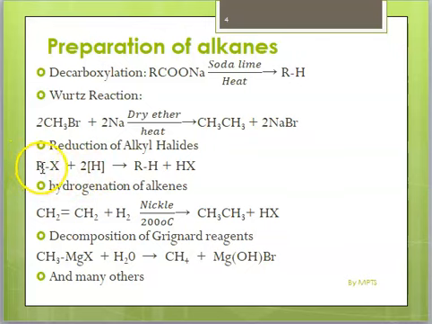I said R means methyl group. Hydrogenation of alkenes using nickel at 200 degrees Celsius. You get also alkane. Of course, this one it can't form methane. It only goes to higher ones. Decomposition of Grignard's reagent, as shown here, and very many other preparations of alkanes, reduction, which I know you have.